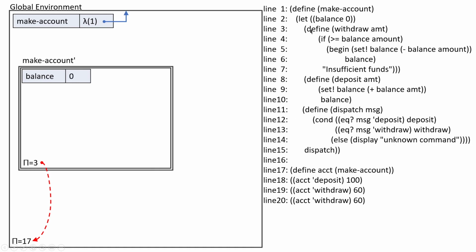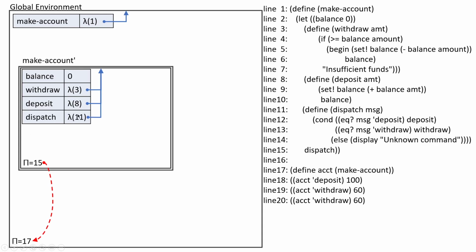Now, inside the body of this function and let, we say define withdraw, define deposit, and define dispatch. So on line 3, we define withdraw. That gets bound into this local scope, so we get withdraw is the lambda on line 3 declared in this local scope. Similarly with deposit on line 8, we get deposit is the lambda on line 8 declared locally. And similarly, line 11 does something called dispatch. So we get dispatch is the lambda on line 11 declared locally. Okay, that's all of those.